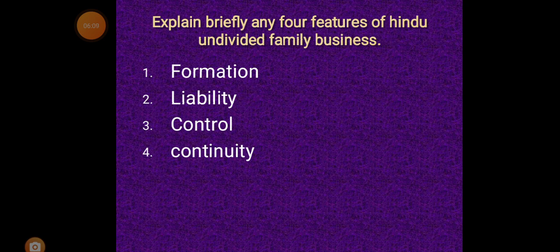Explain briefly any four features of Hindu undivided family. Hindu undivided family is owned and carried out by the family members of the Hindu, so it is governed by Hindu law. Formation is easy, liability is limited, and control is by the Karta, who is the head of the family. And the fourth one is continuity. Even if one person dies in a family, maybe the Karta, the next elder person is going to carry out the business activity.